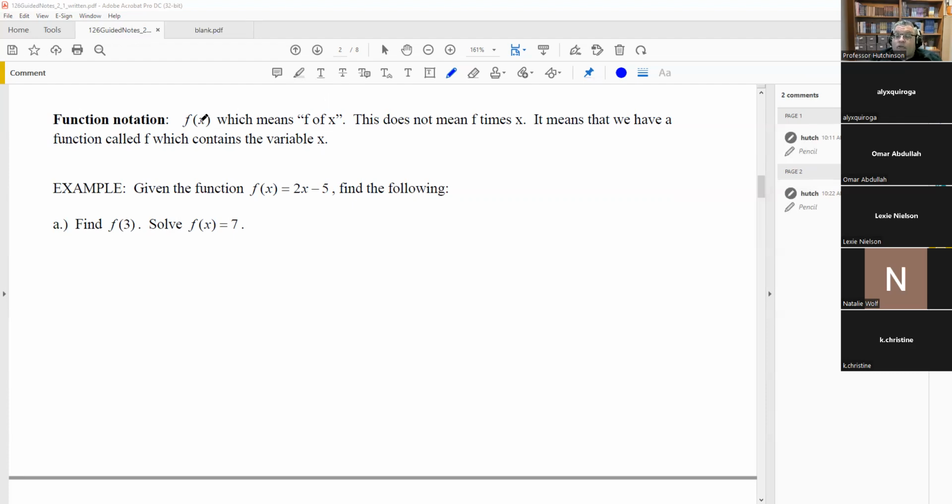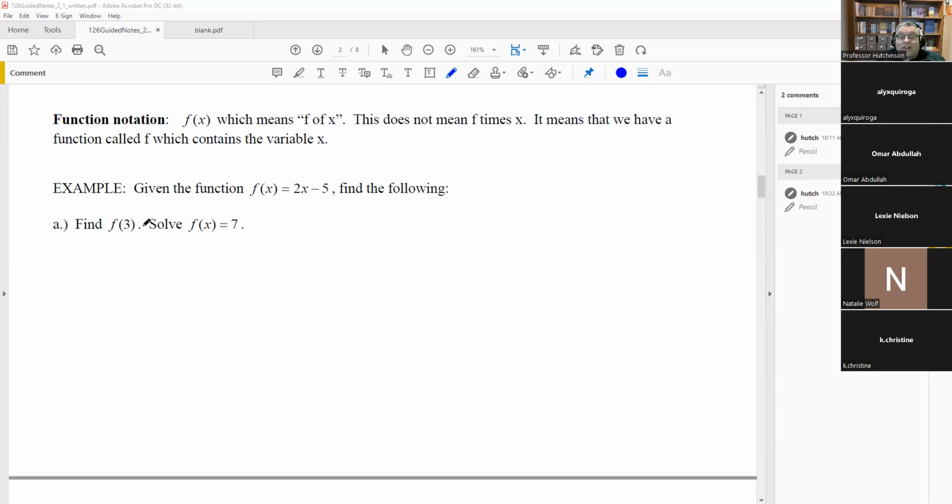So whatever variable is inside the parentheses, that's the variable that should be appearing in the problem itself. So like this example down here, if I have f of x equals 2x minus 5, basically I have an equation, I'm calling it f. The variable that I have there is x. So I've got an example here. These two things I want to solve for. I want to find f of 3, and then you also want to solve f of x equals 7. So we're going to do both of those at once.